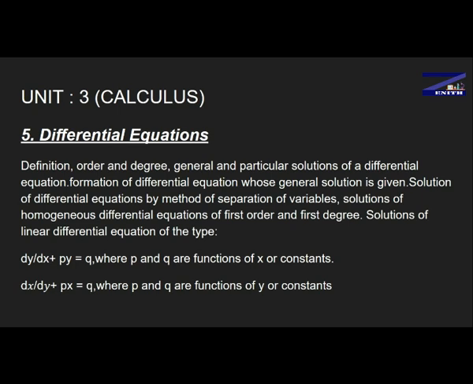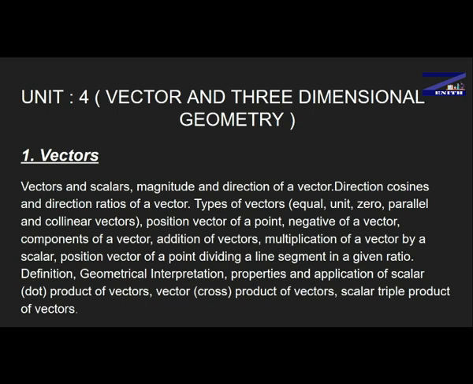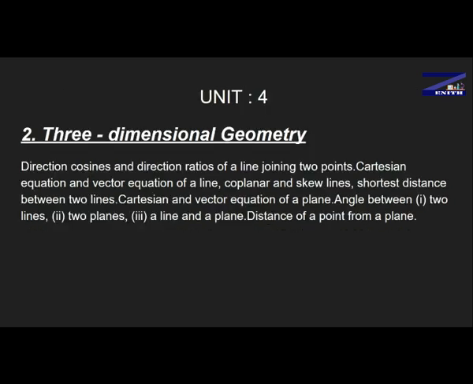Now we have covered 50% of the syllabus. It means three units have been covered. Now we will see the fourth unit, which is called vector and three-dimensional geometry, or you can also say vector and 3D geometry. The first part of this unit is vectors. When we cover the vectors, which is the first part of the fourth unit, after that we will see the three-dimensional geometry, or you can also say 3D geometry.